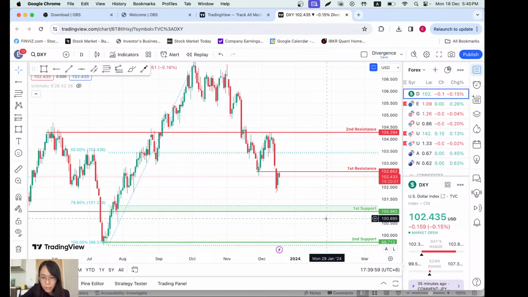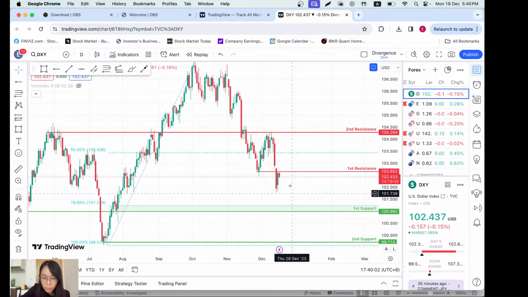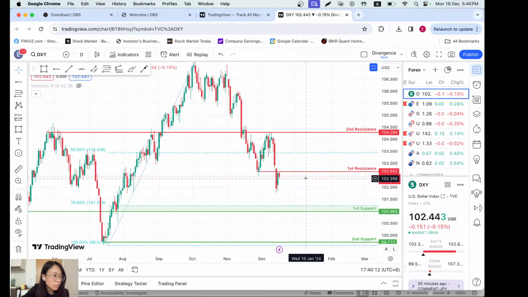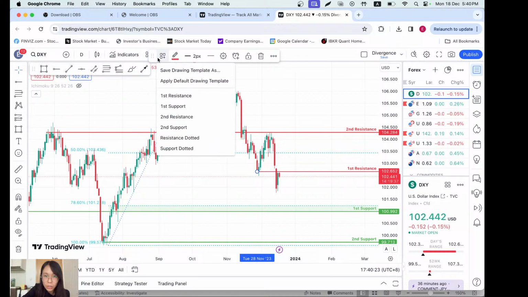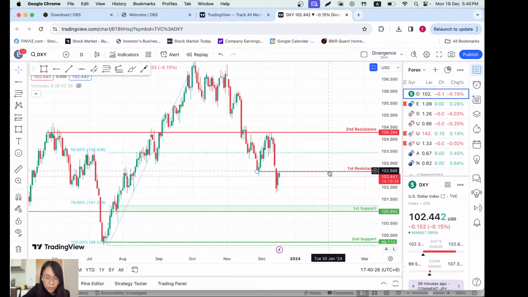So if the price were to reverse all the way to the first support, there is a high possibility whereby the price could bounce up to the first resistance level. But please do your own due diligence when you are to enter a trade. So this could be my buy entry. Looking for a sell signal, this will be my buy entry, and this will be my take profit level and my stop loss.